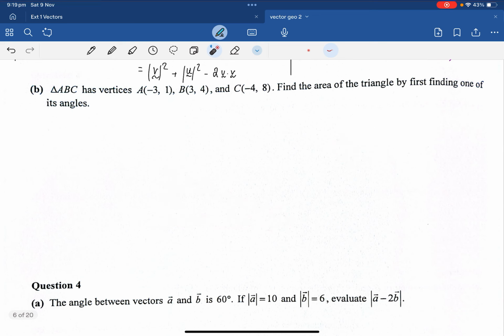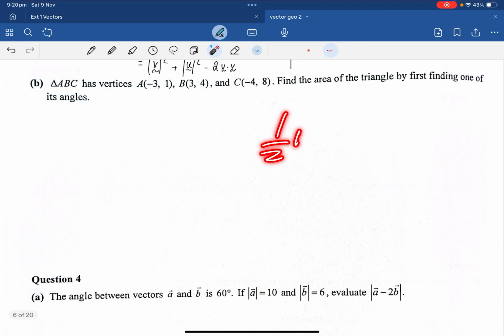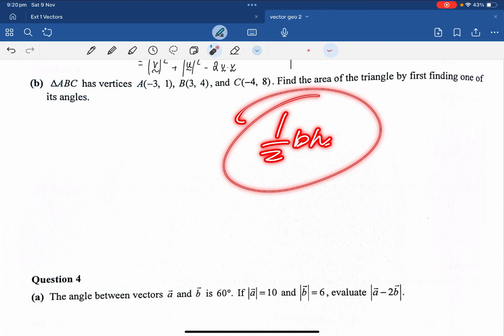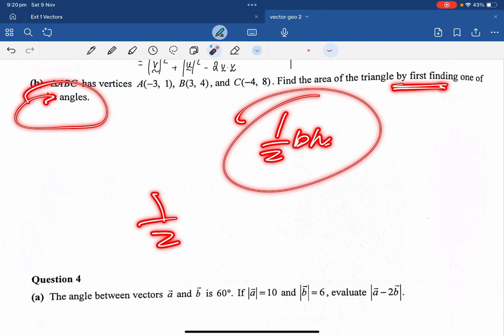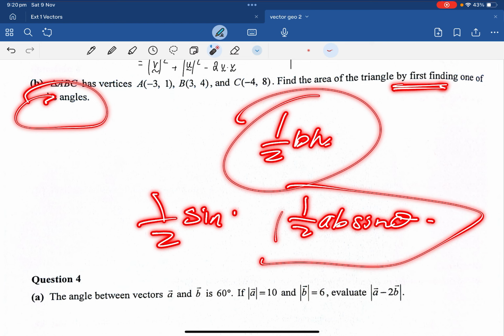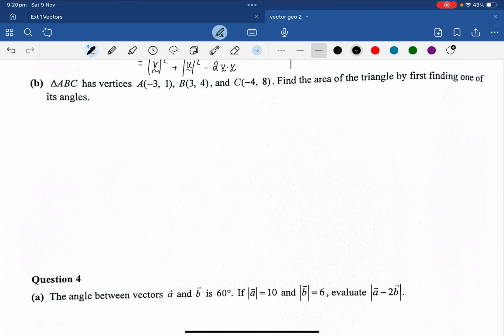The area for triangles is half base times height. But if they're saying finding one of its angles first, they're implying us to use half AB AC sine theta. This is the area of the triangle formula they want us to use. Now that we got that, let's go ahead and draw a vector diagram.